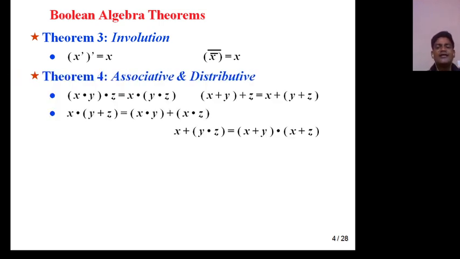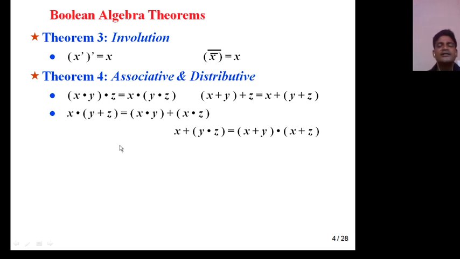Next is the associative and distributive law. (x dot y) dot z equals x dot (y dot z). It means first you are determining the AND of x and y, then AND with z. In this case, x dot (y dot z), you are taking y with z first. It will give the same result, and its dual is (x plus y) plus z equals x plus (y plus z). Dot is interchanged by plus and plus by dot.